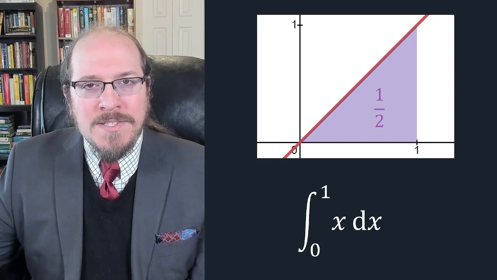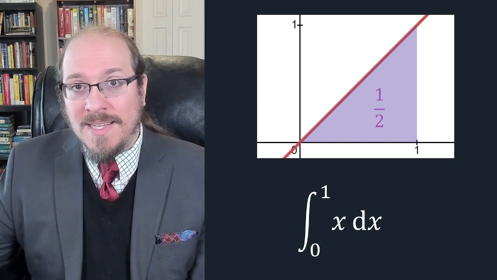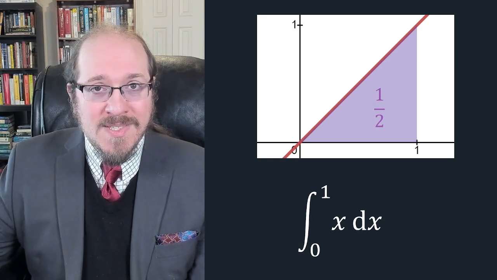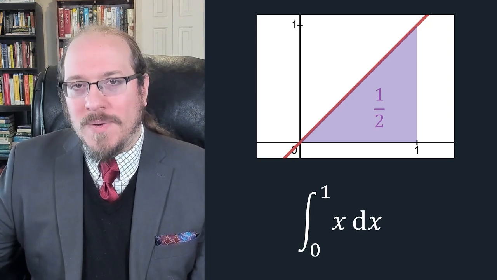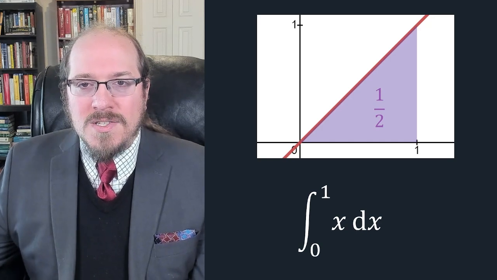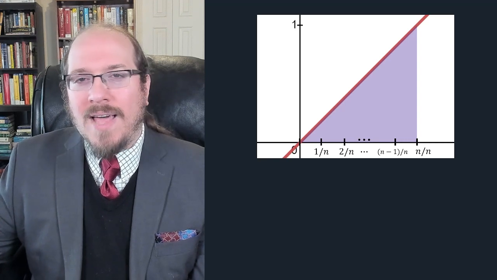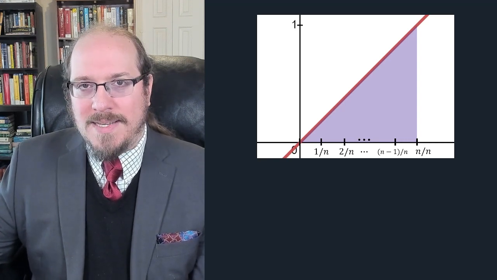Well, the way we do this problem generalizes really nicely to other powers of x. So if this gives us the answer we're looking for, it suggests we're doing something right. So let's imagine we subdivide our interval from 0 to 1 into a total of n pieces of equal size.